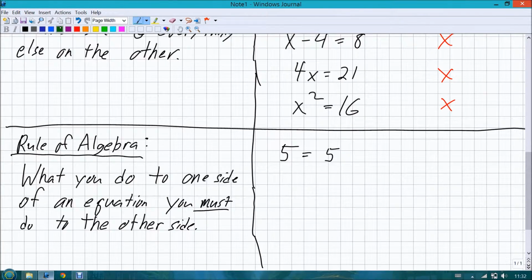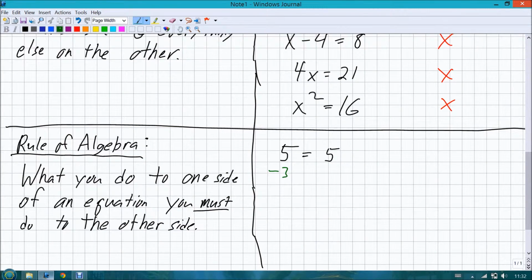So if 5 is equal to 5, what would happen if I subtracted 3 from one side? Well, if I only do it from one side, suddenly I have 2 is equal to 5. Now, is this true? The answer to that question is no. It's most definitely not true. 2 does not equal 5, unless you're talking about relationships many years down the line. But 2 normally does not equal 5. So we can't do it that way.